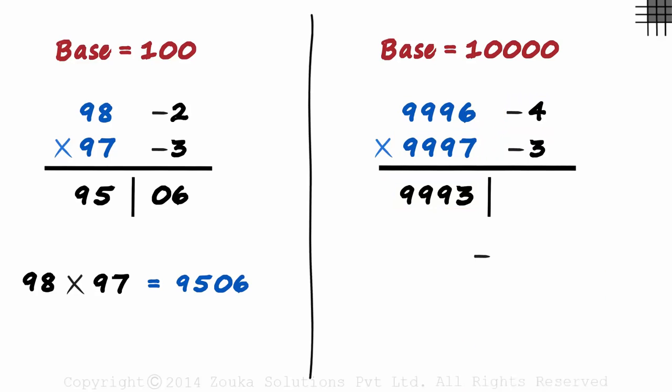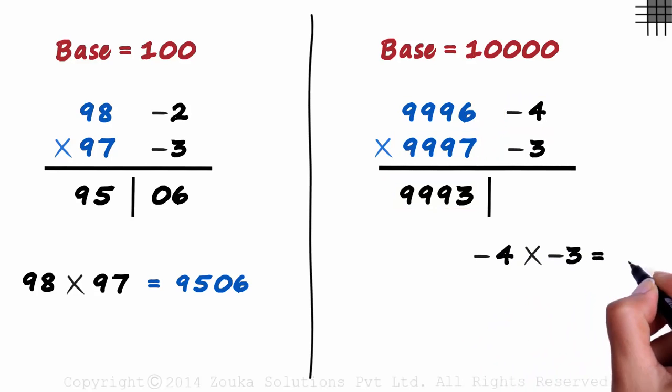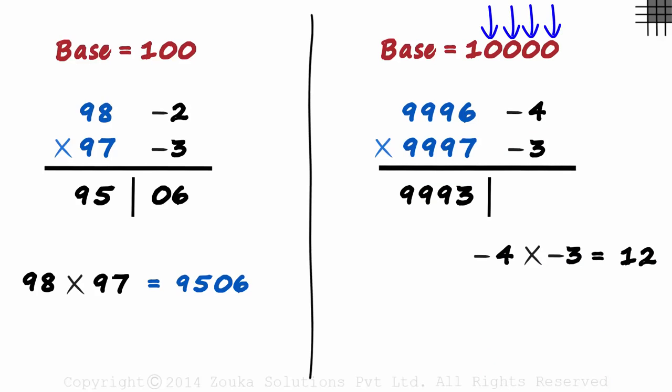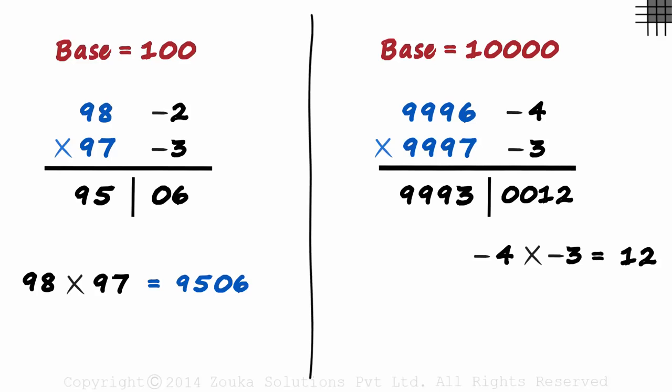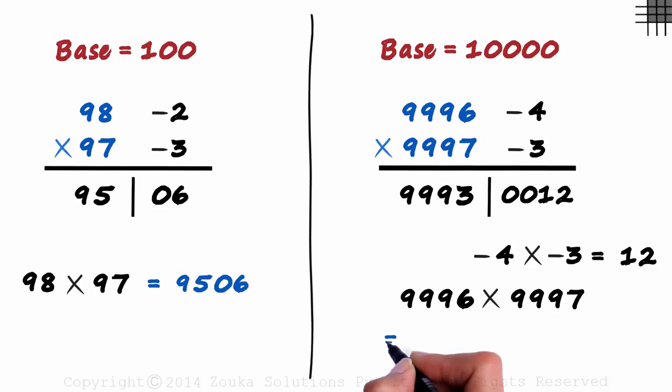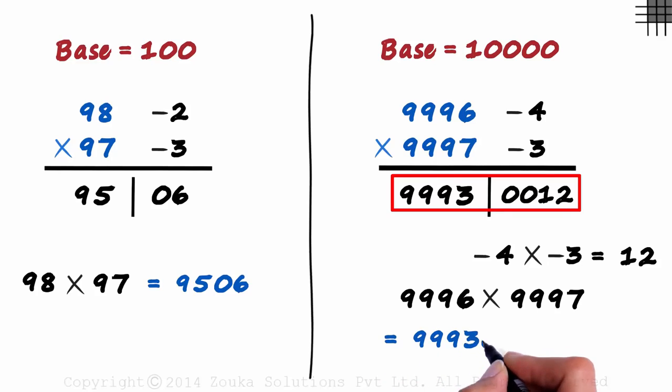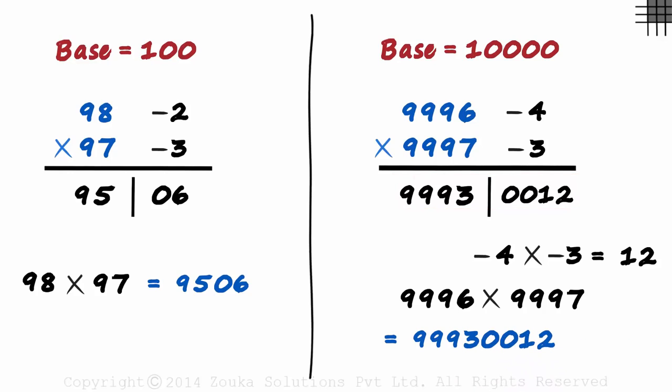The product will be minus 4 times minus 3, which equals 12. The number of zeros in the base is 4, which means we will have 4 digits on the right. 12 will be written as 0012. That's our answer. The product of these two numbers will equal 99930012. Wasn't this quick? Faster than a calculator, you think?